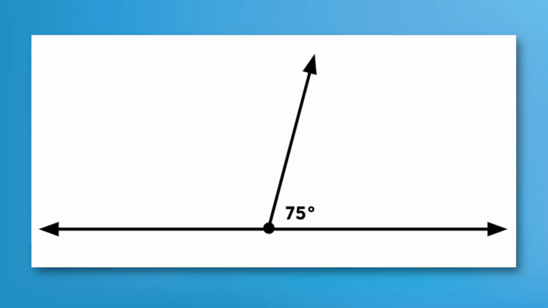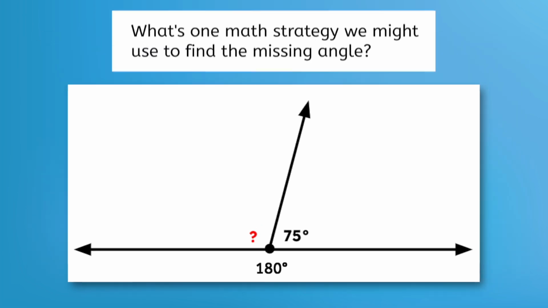Anyway, back to the angle at the bottom of the door. I need to know how big this angle is here. Start with what you know. These angles are supplementary, so they add up to 180 degrees. Since we know one angle is 75, and they both add up to 180, what's one math strategy we might use to find the missing angle? Take a moment and jot down an idea in your guided notes.